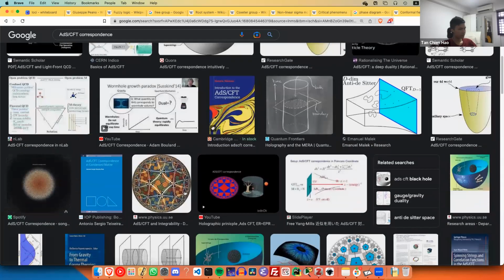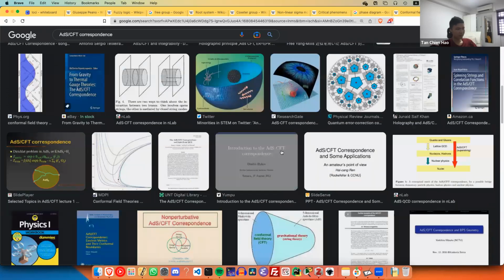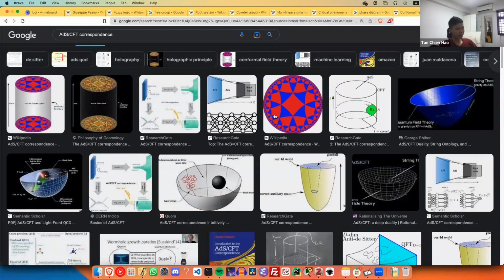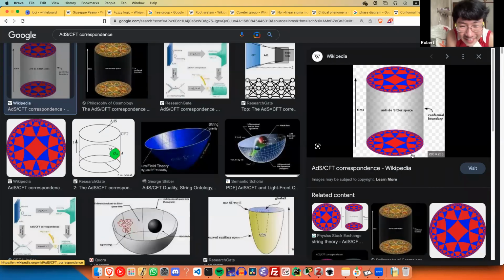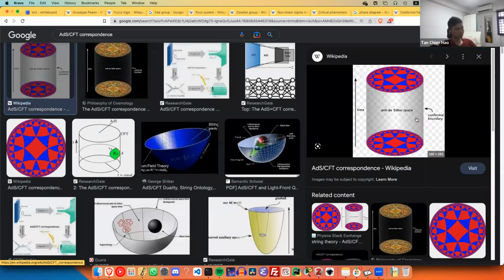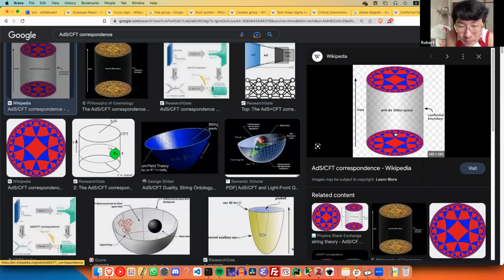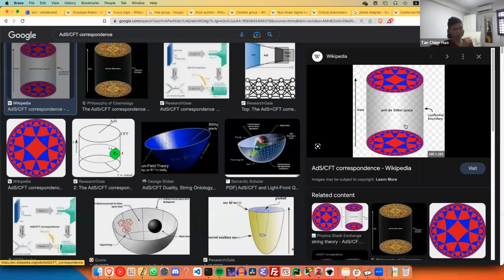I don't know enough of this, but apparently it's really beautiful. This is weird and freaky. The nice thing about this is that a strongly interacting theory in one of them actually corresponds to a weakly interacting theory on the boundary. So strong becomes weak and weak becomes strong. That's very weird.